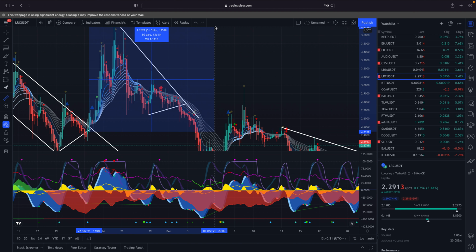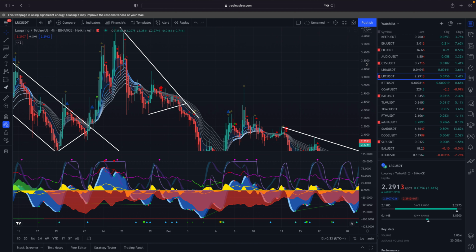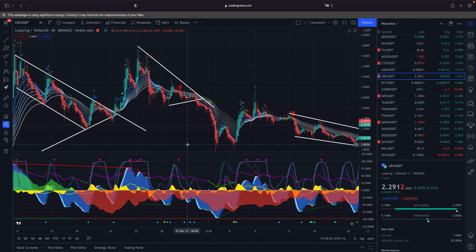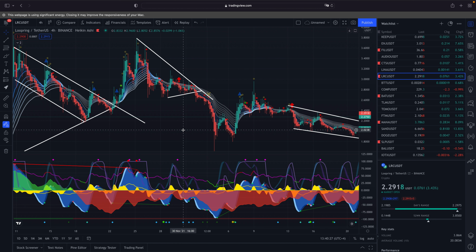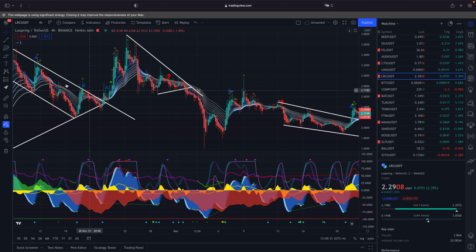Look at this chart, guys. 15.1%. That was amazing, you know. Just trade. It's simple, guys. Trade it. It's very easy. Just follow my steps. Look at this, guys.